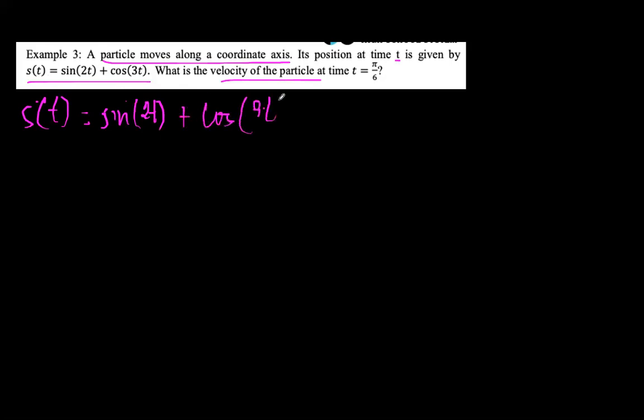Along a coordinate axis, its position at time t is given by the formula. What is the velocity of the particle at time t equals pi over 6? All right, so what is the velocity of the particle at time pi over 6? Which means, guys, we're going to differentiate this function with respect to t. Let me just copy sine 2t, better if there are parentheses, plus cosine 3t.